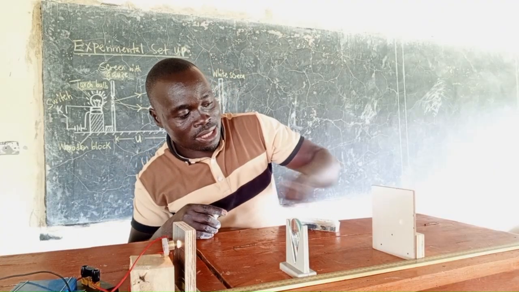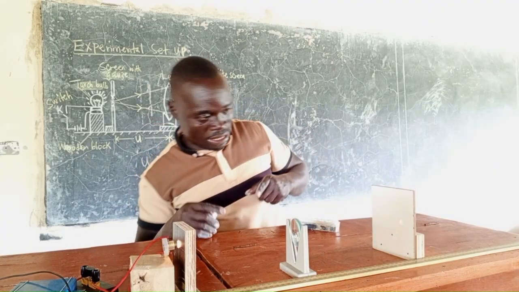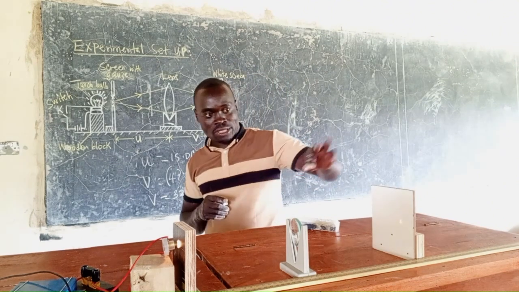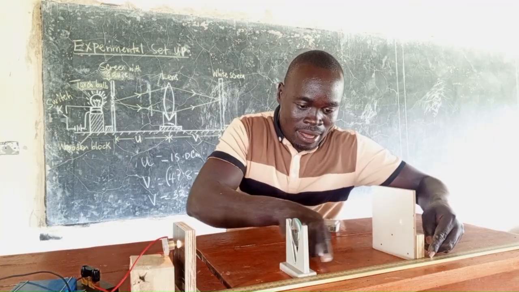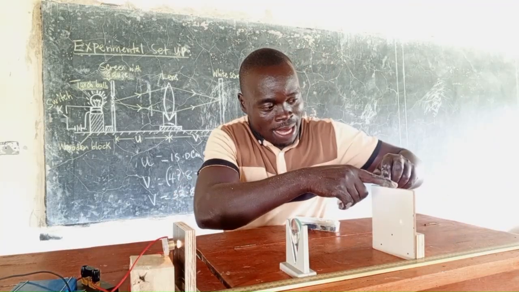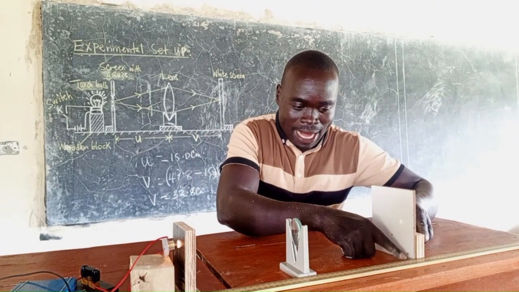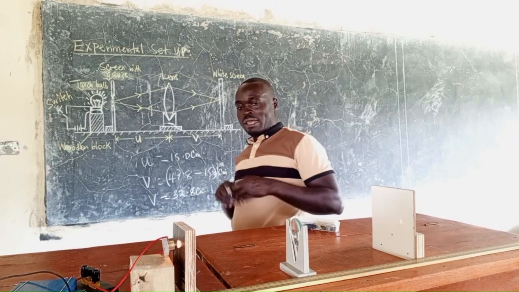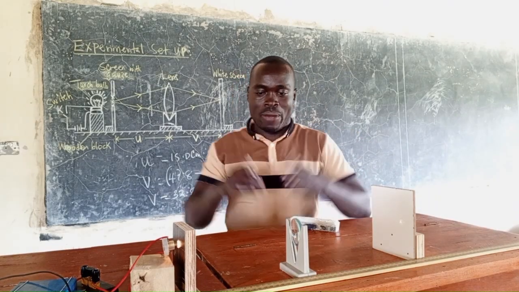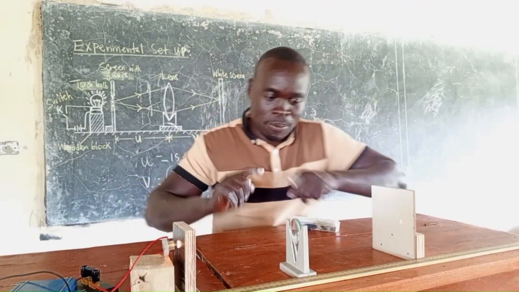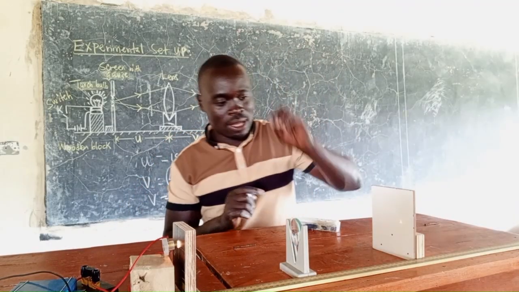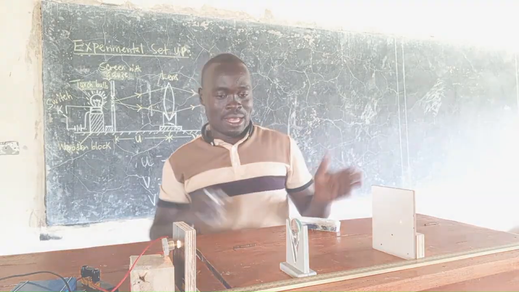Now that we have seen the image of the cross wire on the screen, you still do the same thing: you get the distance between the lens and the screen. So the distance between the lens and the screen gives you the image distance. Then you keep on repeating the experiment by changing the distance U to 20.0, 25.0, 30.0 and the rest of it.